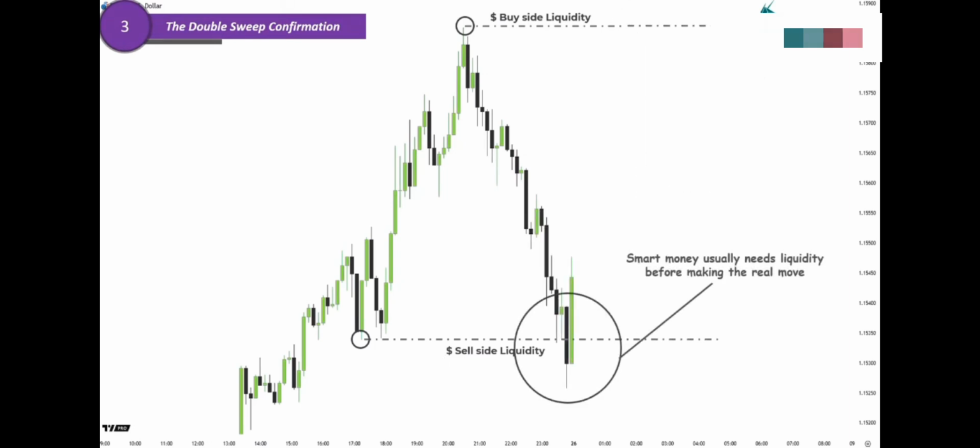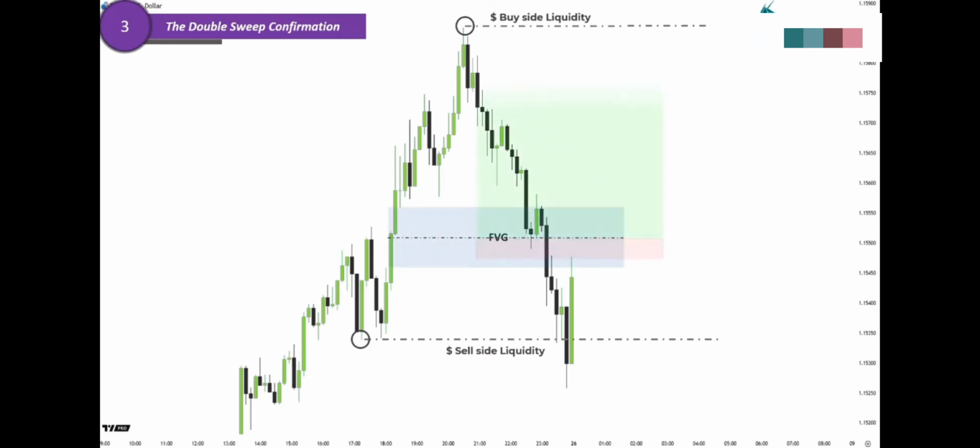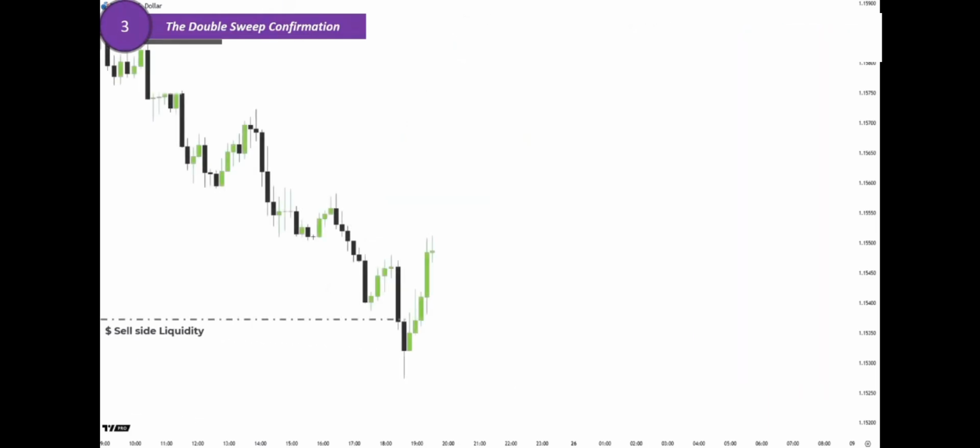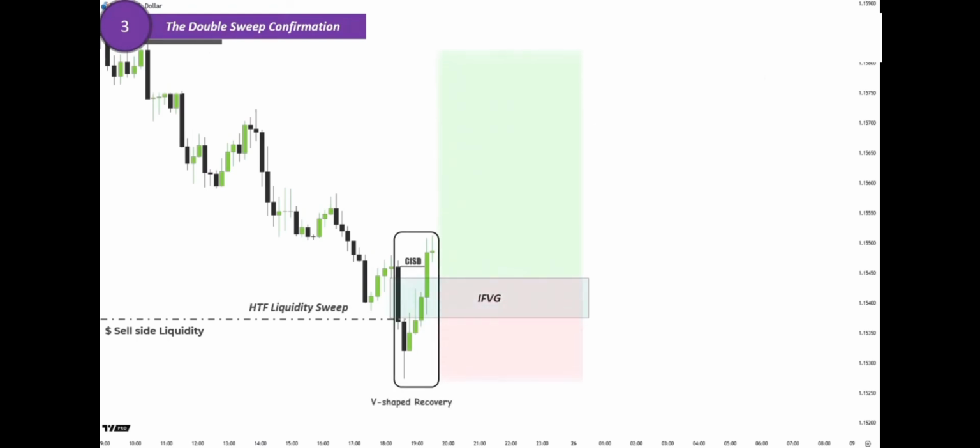Why? Because smart money usually needs liquidity before making the real move. A lot of traders enter too early while price is still moving toward liquidity. They see a fair value gap, an inversion FVG, a small structure shift, or even a V-shaped reaction, and they immediately assume the reversal has already started. But in reality, price may still be targeting a much larger liquidity pool. So instead of entering in the middle of the move, we wait for price to complete that liquidity run first. Once that major liquidity side is taken, then we can start looking for the actual entry model. That already gives us better context, cleaner setups, and a much stronger reason to trust the reversal.